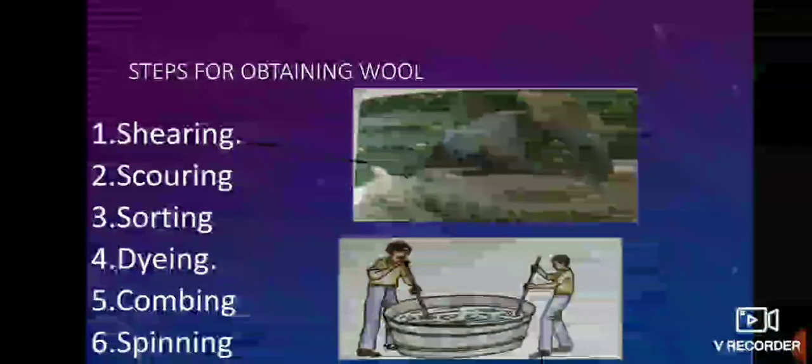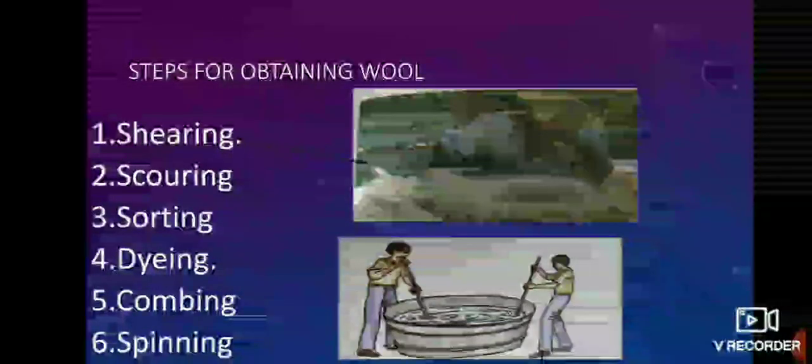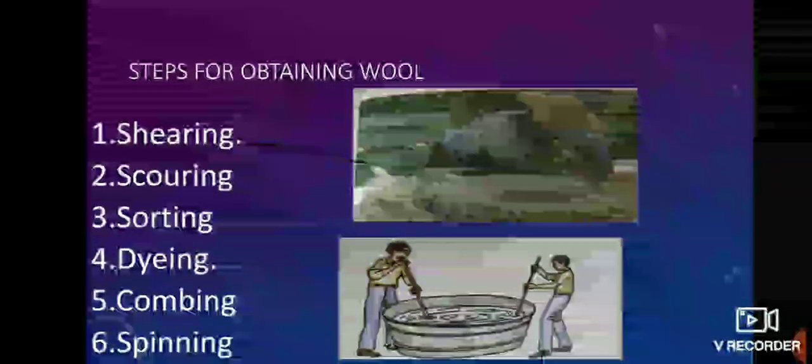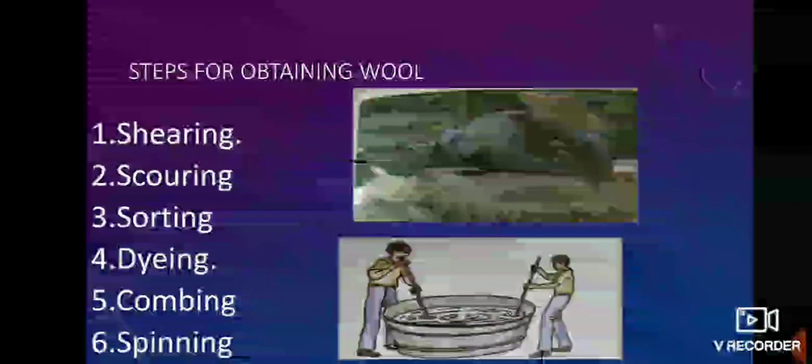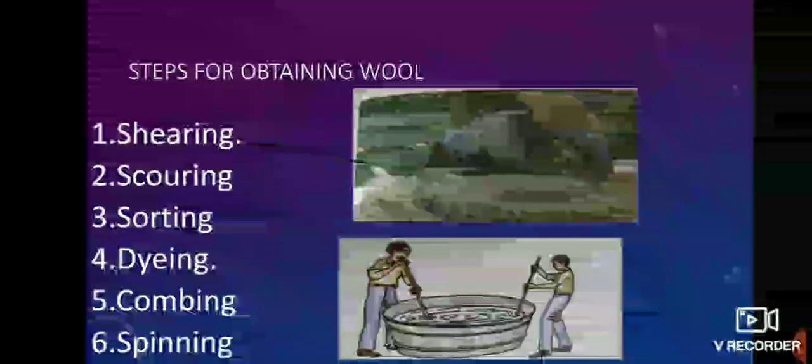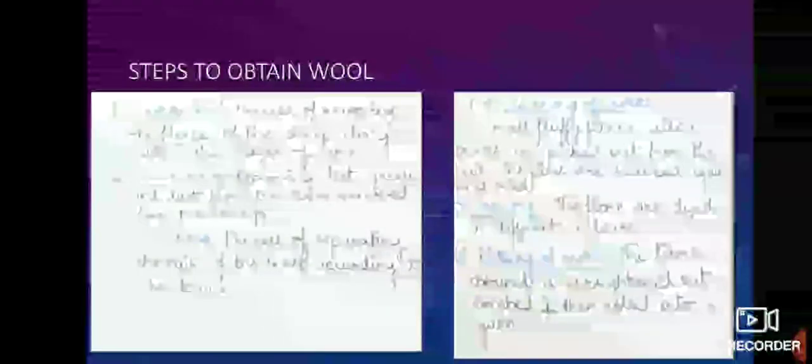The steps for obtaining wool: the process is divided into 6 steps. First is shearing, second is scouring, number 3 sorting, number 4 dyeing, number 5 combing, and number 6 spinning. Steps to obtain wool. First is shearing.